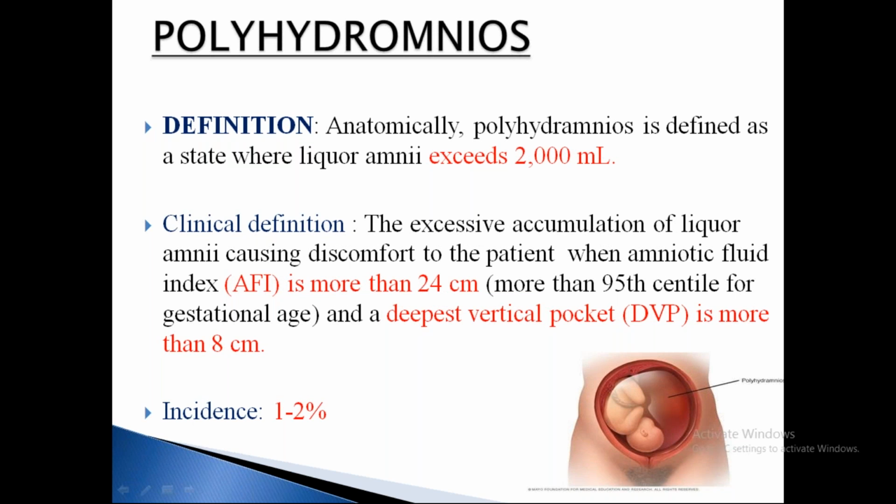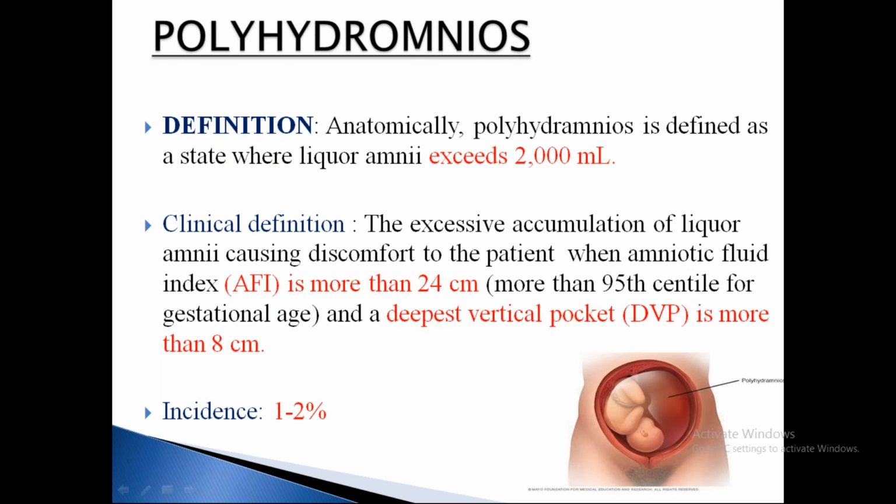So what is polyhydramnios? Anatomically, polyhydramnios is defined as a state where the liquor amnii exceeds 2000 ml. At 36 to 38 weeks, how much did I tell you? It is 1 liter. Later it decreases, at 40 weeks it is 600 to 800. That is the maximum point. But here it will be more than 2000 ml.